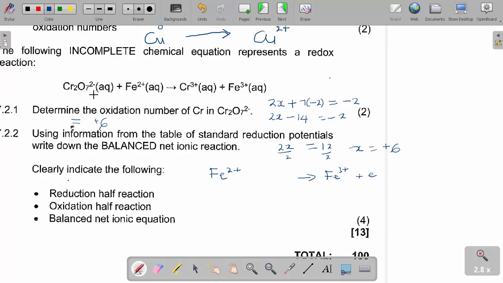Now the dichromate, I see it gives me what? Chromium, but I can't claim this, so I must use my reduction potential table. We're going to look for the dichromate ion being reduced to give us chromium ions. That must be in mind. Let's check it now: dichromate to give us chromium.